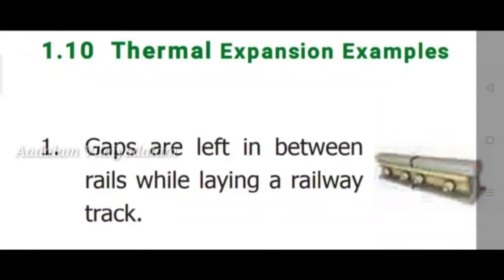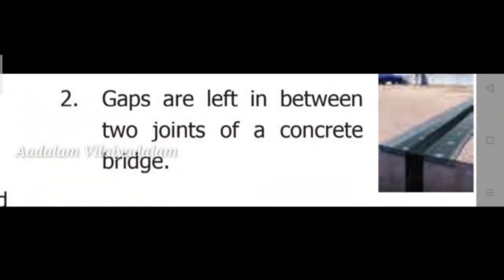Now we see the examples of thermal expansion. Gaps are left between rails while laying a railway track, and gaps are left between two joints of a concrete bridge. Why are gaps left? Because in summer days they expand. That is why gaps are left.